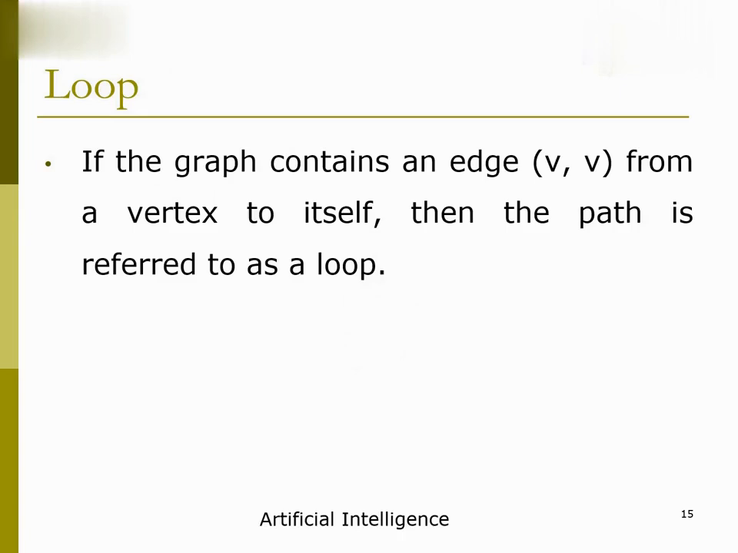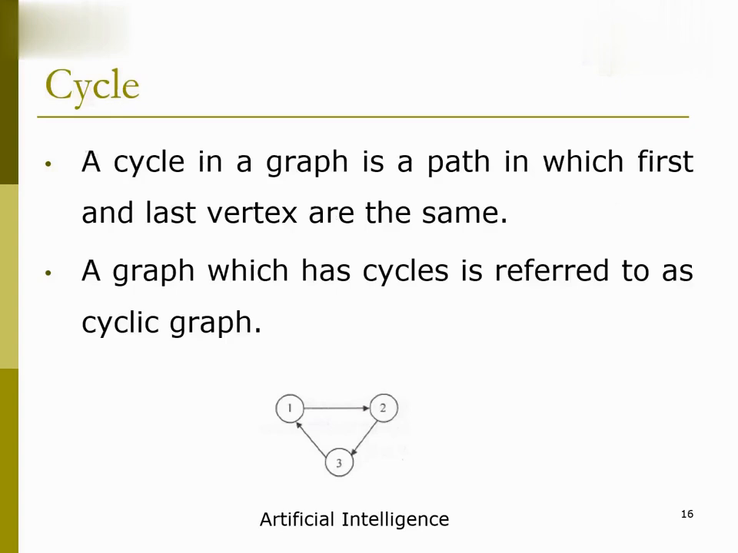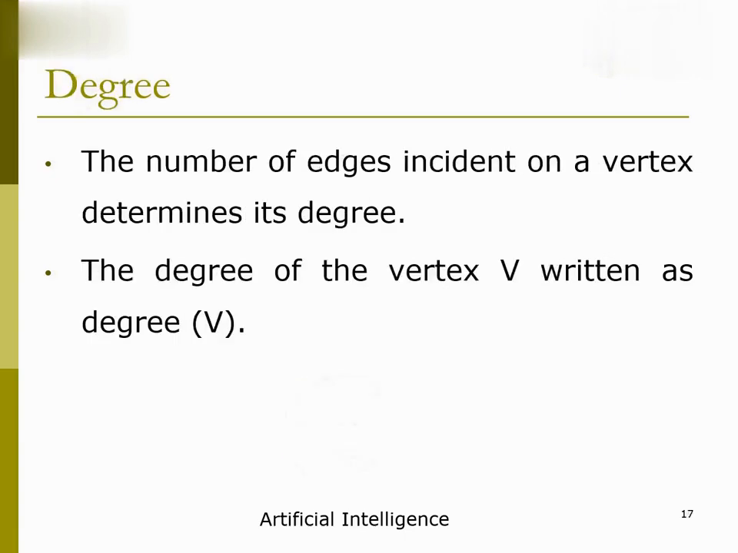Loop. If any graph contains an edge from a vertex to itself, then that edge is referred to as a loop. A cycle in a graph is a path in which the first and the last vertices are the same. A graph which has cycles is referred to as a cyclic graph. 1 to 2, 2 to 3, then again it comes back to 1. It's a cycle.